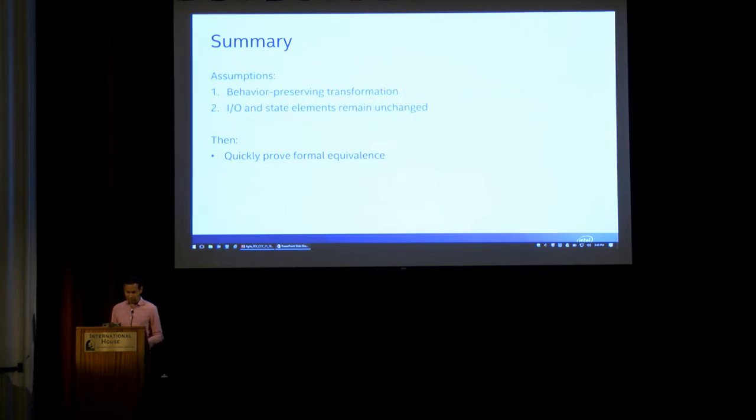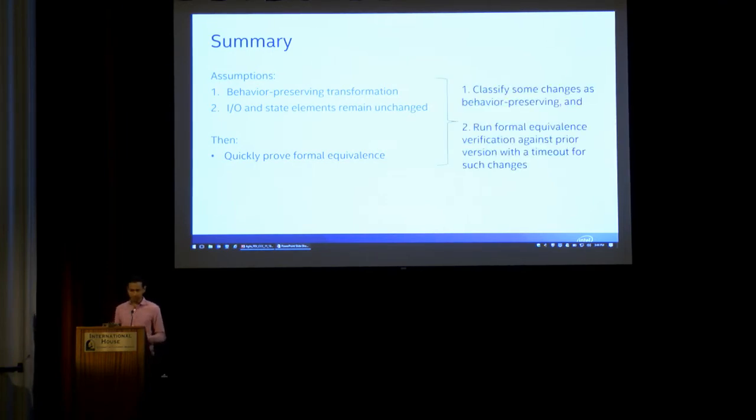So to summarize, I made 2 assumptions here. We have a behavior preserving transformation, where the IO and the state elements remain unchanged, and then we said we can quickly prove formal equivalence. I suggested two things: classifying some changes as behavior preserving, and then running this formal equivalence verification. The takeaway message here is, if you lower the barrier to fine granularity verification, then you encourage fine granularity refactoring, which is what we all want.